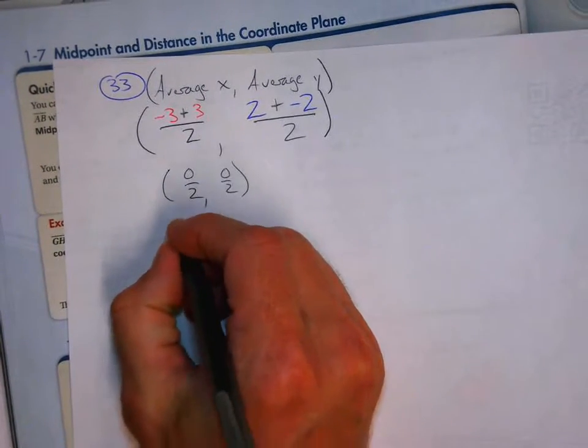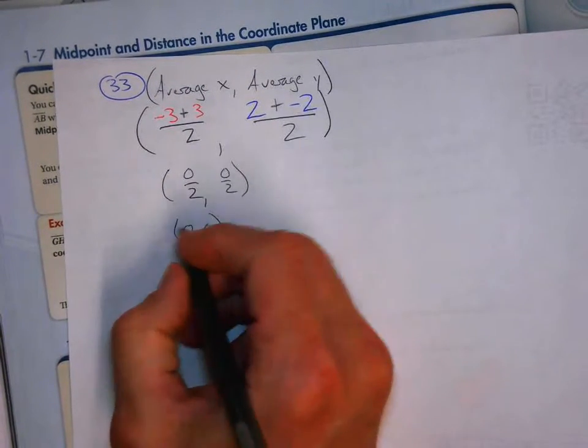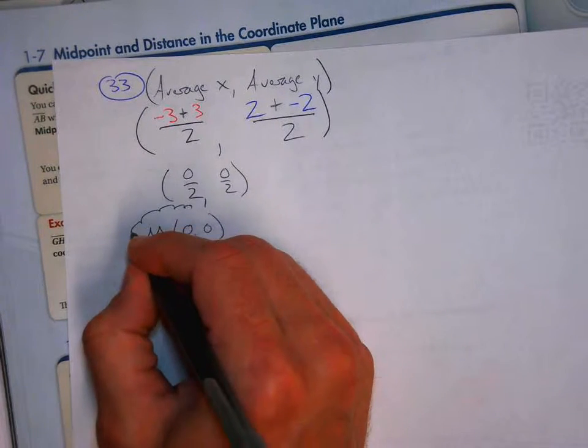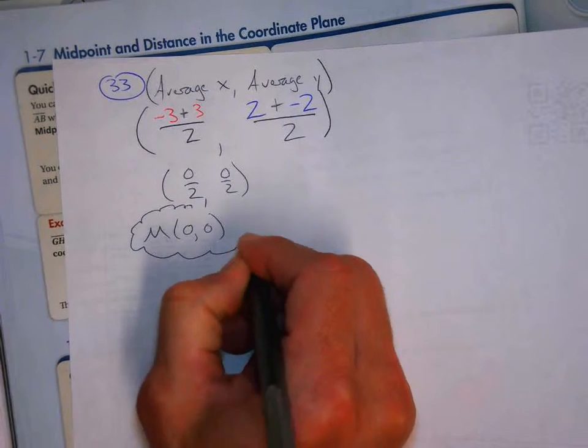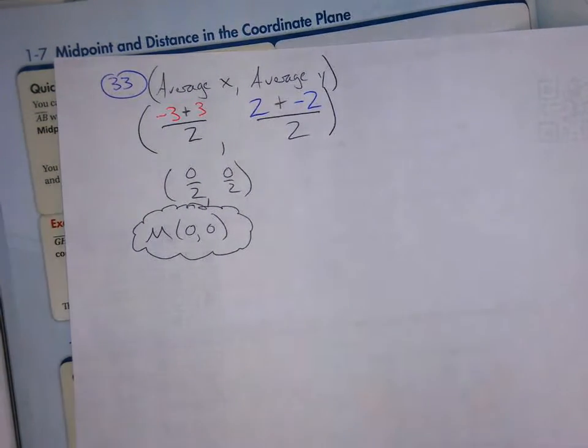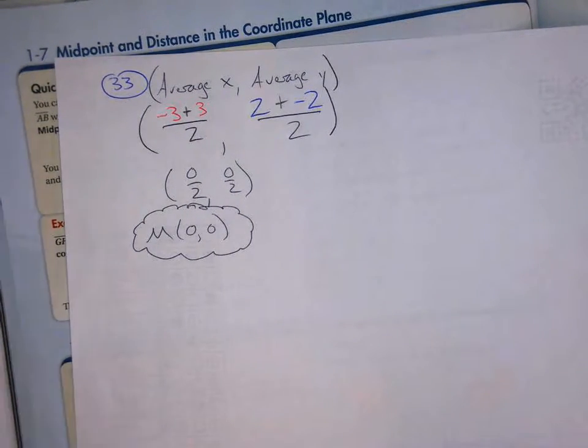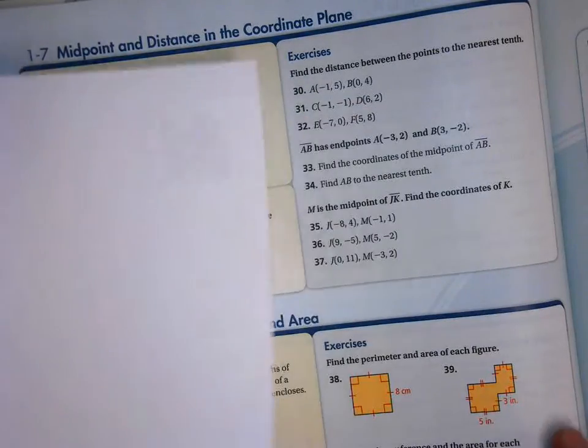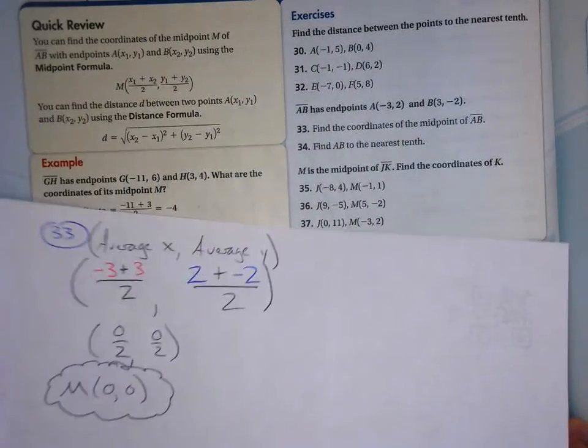So the midpoint, in number 33, the midpoint is at the origin. Okay, so hopefully you remember what the origin is. It's the very smack middle of the coordinate plane. So that's how the midpoint formula works. Okay, so in the assignment, when we're looking at midpoint, that's what we're using.